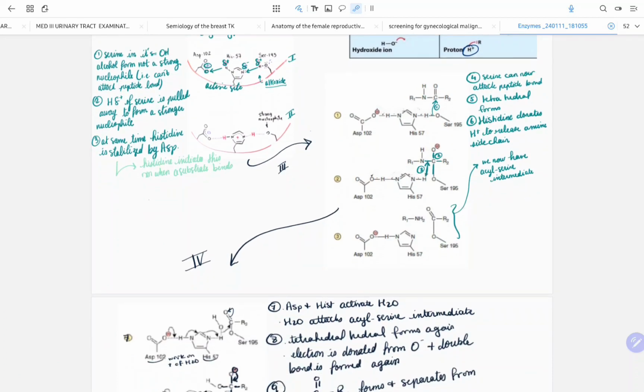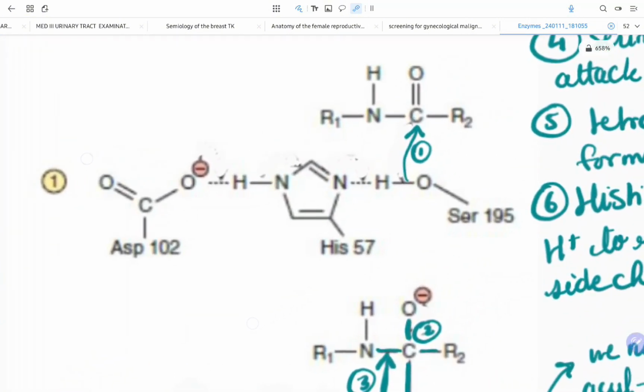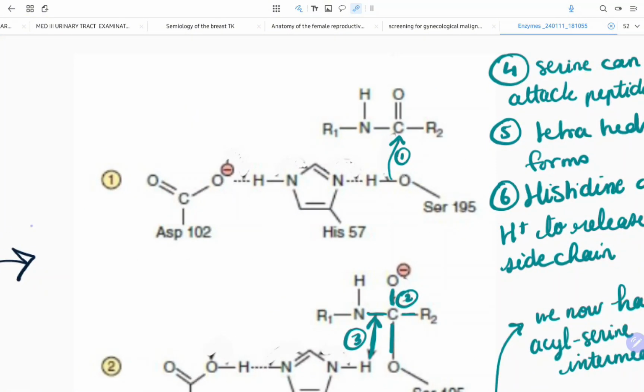Moving on. So, serine now is a strong nucleophile, right? And this is the peptide, the protein that we're talking about. Now, serine is able to attack the protein, and I just want to explain a bit of organic chemistry so that you can actually understand the reaction. When serine attacks, this double bond should be broken, because according to organic chemistry, C only has 4 valence electrons, and it can only share 4 bonds, right?